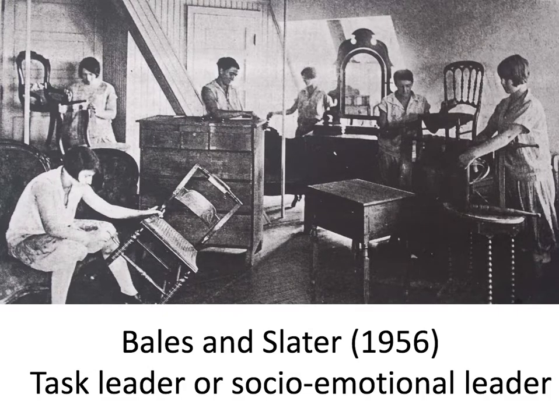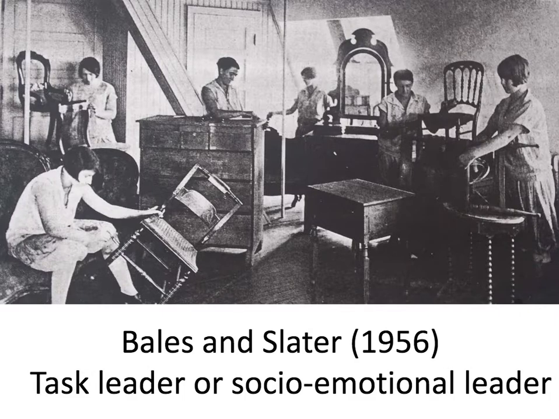Bales and Slater, who we've talked about earlier on the course, suggested that you can have very task-orientated leaders and more emotionally orientated leaders. Task-orientated leaders, they say, focus on getting the work done. They put much more emphasis on expressing their opinions, giving information, and getting the work completed in time. Socio-emotional leaders are much more interested in maintaining group harmony, and they are more focused on speaking to and listening to the team members and creating, developing and maintaining bonds between the group members.